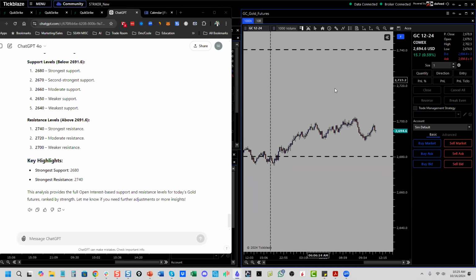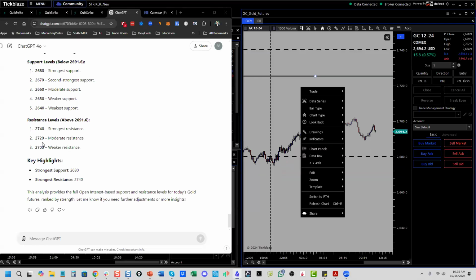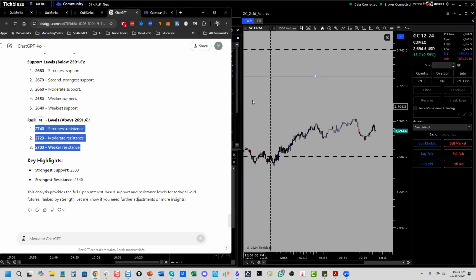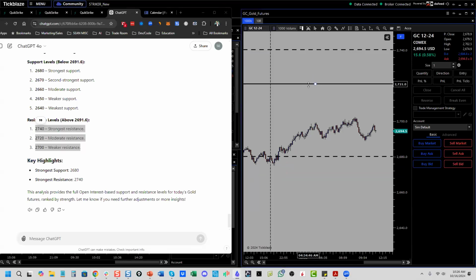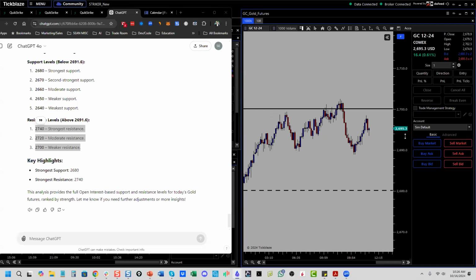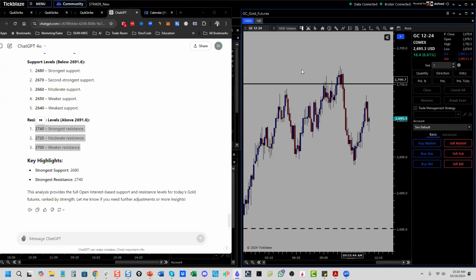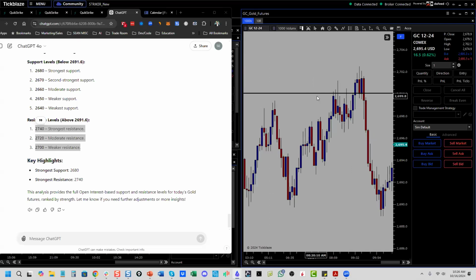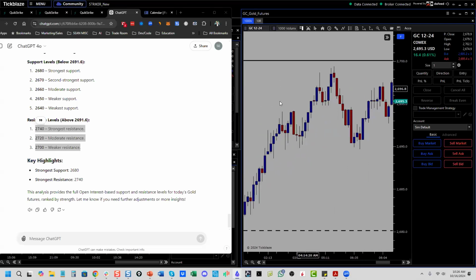Okay. Now, let's map out some levels. Let's do all the resistance first. Right here, 2720 and 27. Interesting. What do you see at 27? They came up earlier today in the overnight. This, you probably wouldn't be trading this, but this would have been there in the morning. That would have. So let me take a look here.